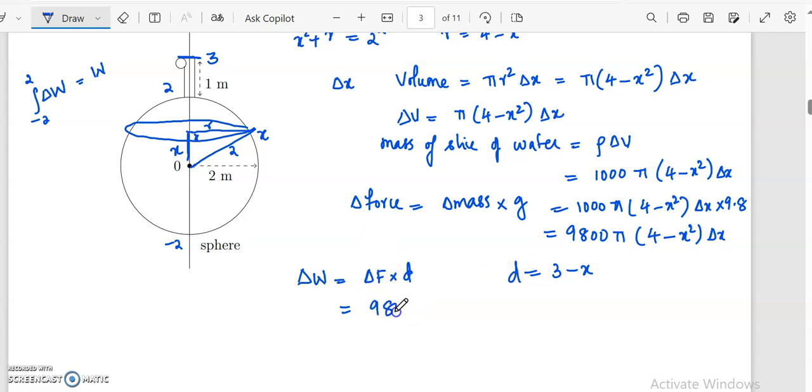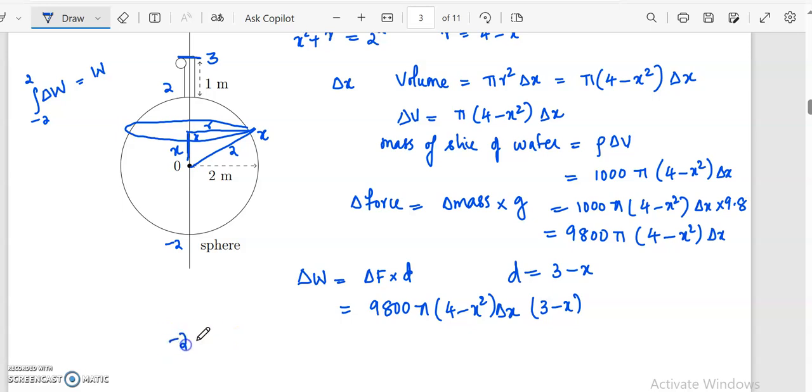So delta F will be 9800 pi (4 minus x square) delta x, into d, which will be 3 minus x. And now this is for one such piece. Now we need to integrate this from minus 2 to 2. Now x can be any value from minus 2 to 2, so that will give us the integral from minus 2 to 2 of 9800 pi (4 minus x square) into (3 minus x) dx. So that will be the required integral.